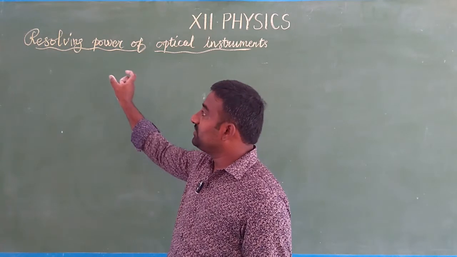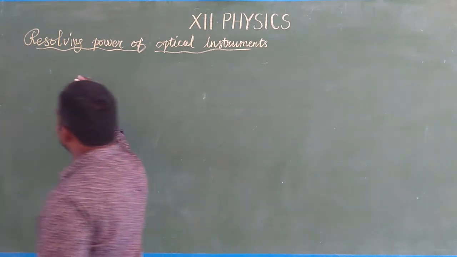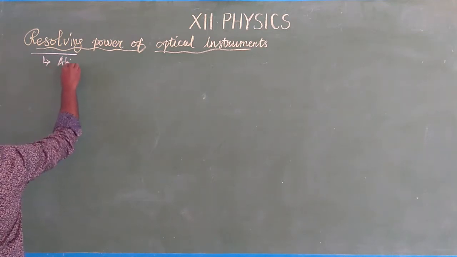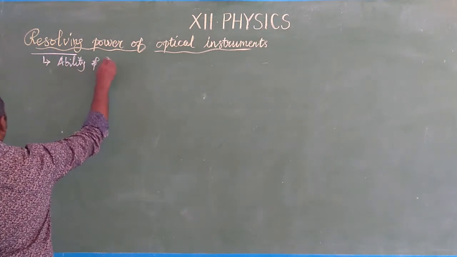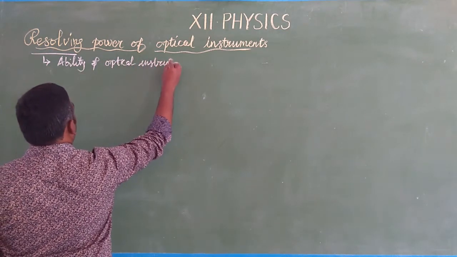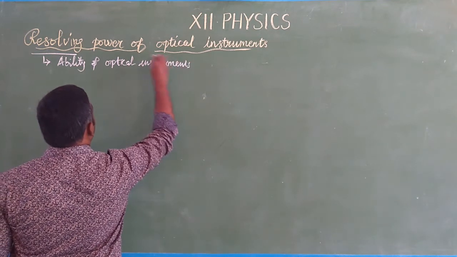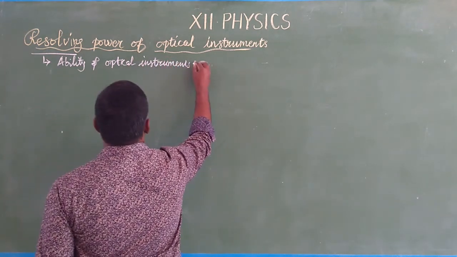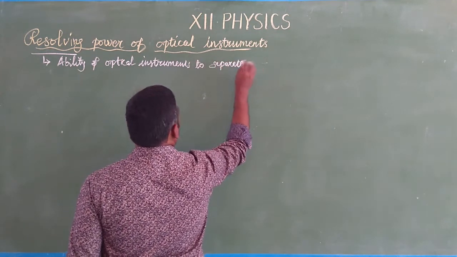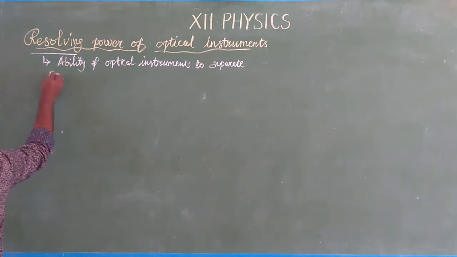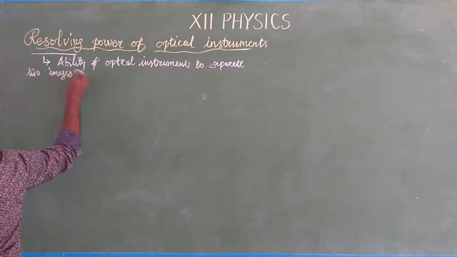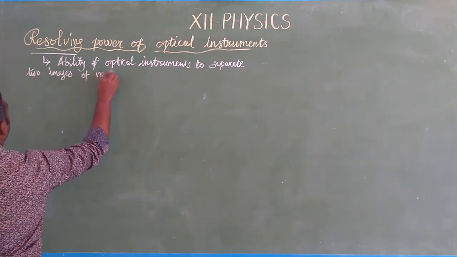So what is the meaning of the word resolving? The word resolving means the ability of an optical instrument, such as a microscope or a telescope, to separate the two images of very closely placed objects.